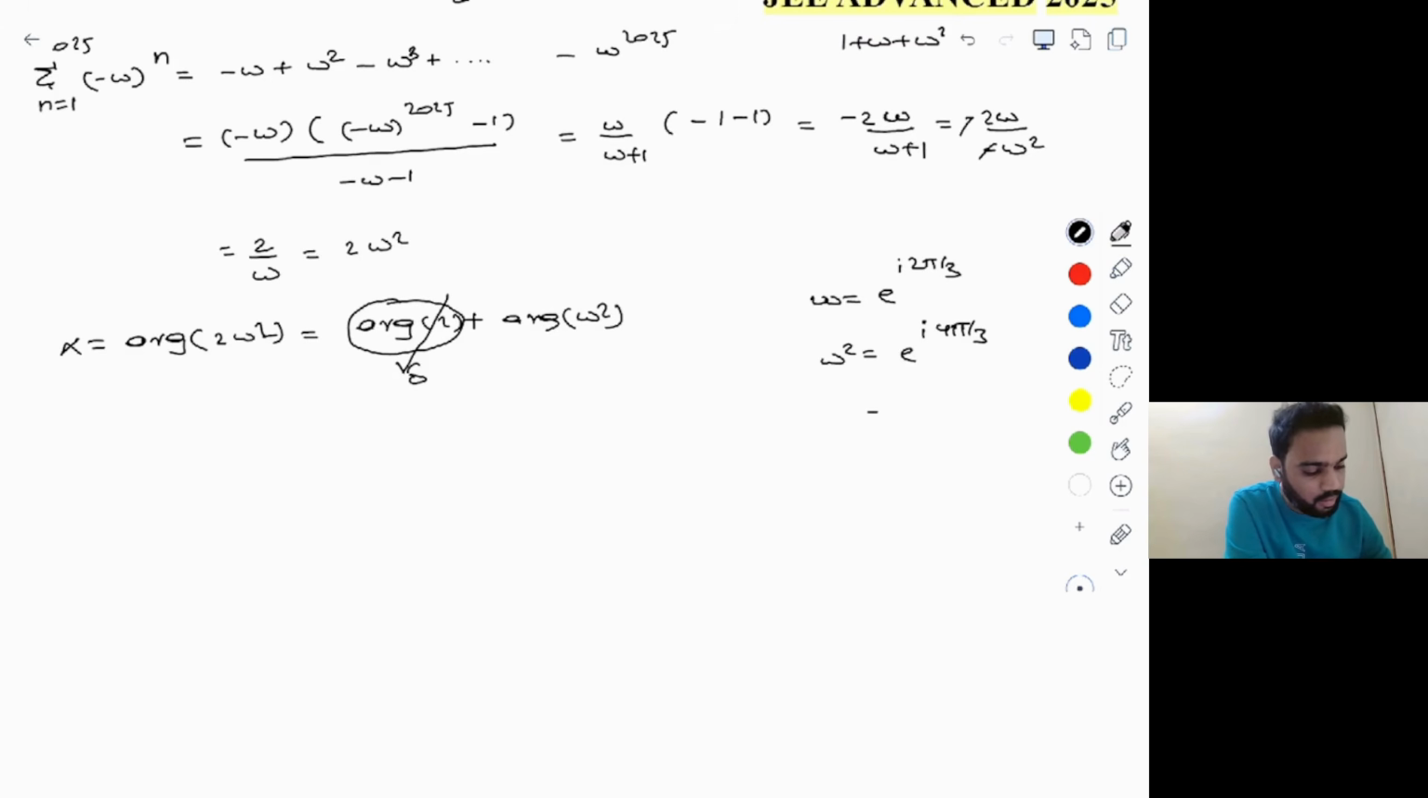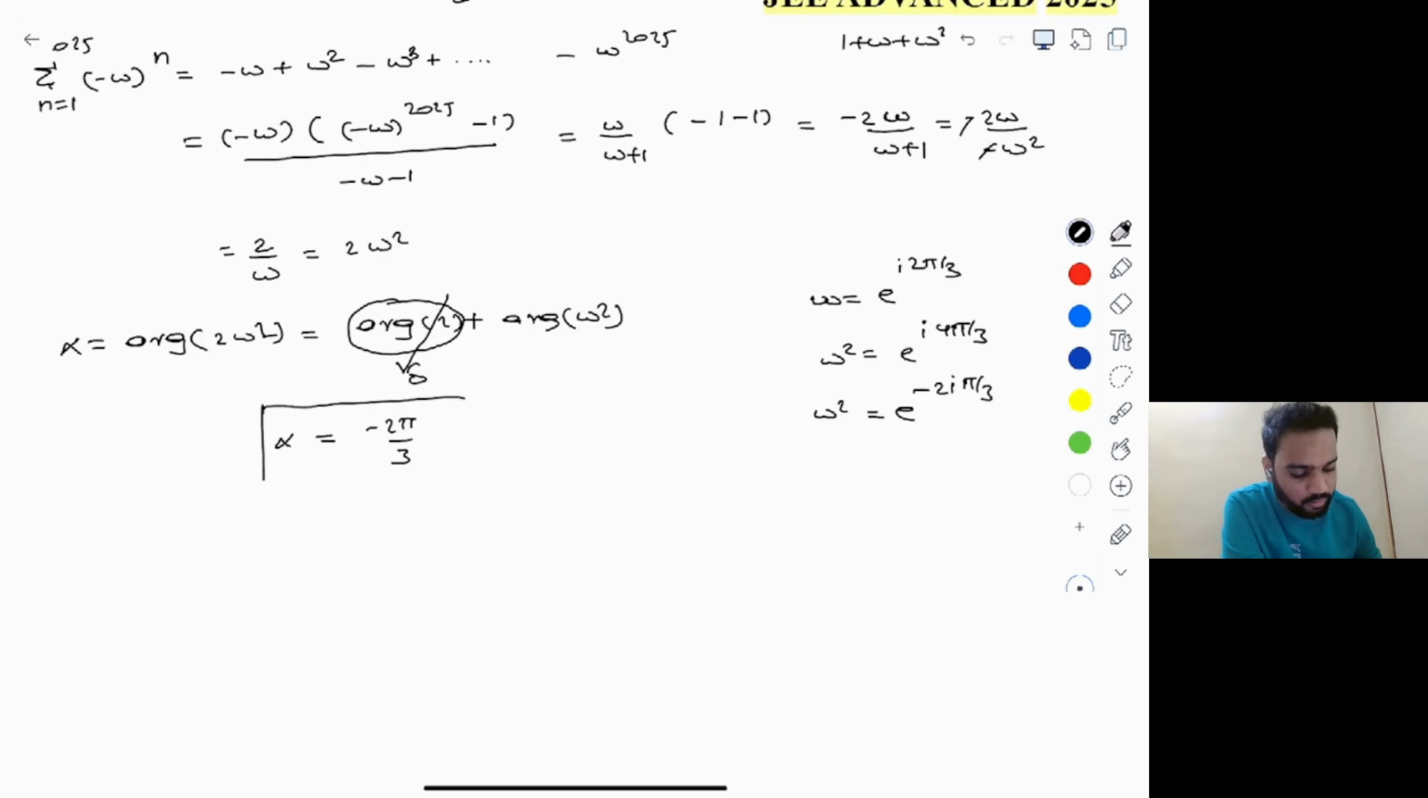So that is why I will rewrite this as e to the power of minus i 2 pi by 3, because we know that the 4 pi by 3 angle will be the same as minus 2 pi by 3, right? So clearly the omega square value is e to the power of minus i into 2 pi by 3. By looking at that omega square value, what is the argument of this complex number omega square, which is clearly minus 2 pi by 3, right?